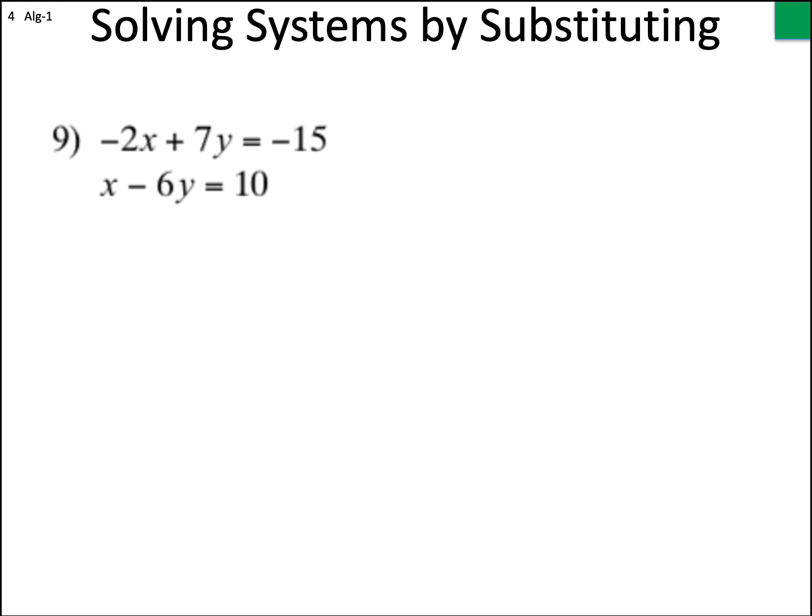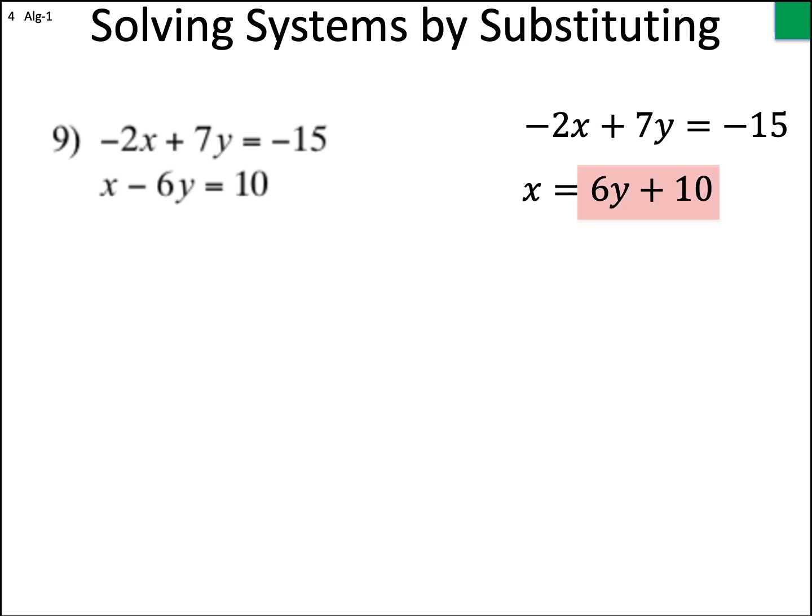So if we solve for x in the second equation, in other words, add 6y to both sides, the first equation stays the same. But for the second equation, if I added 6y to both sides, I would get that equation. And there we go. Now one of the equations is solved for one of the variables. Okay, so that's what I'm going to substitute into the value x on the first equation. So I rewrite that first equation, substituting 6y plus 10 in for the value x.